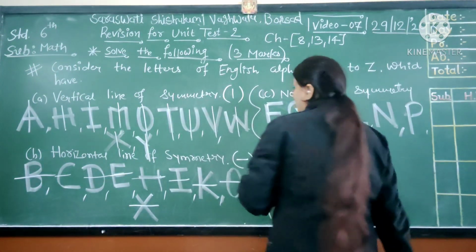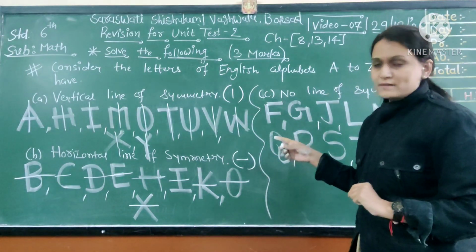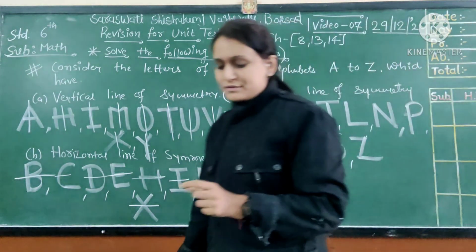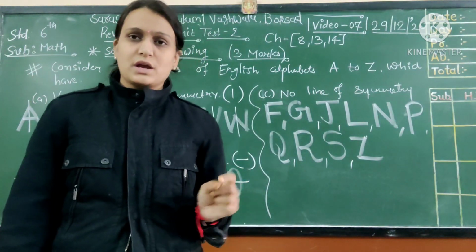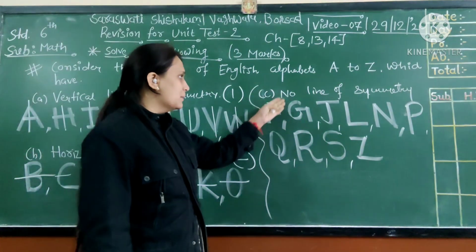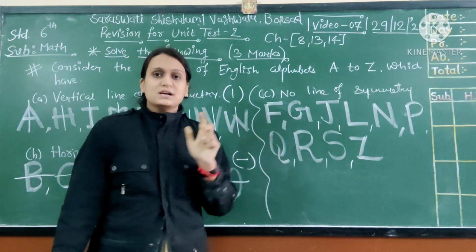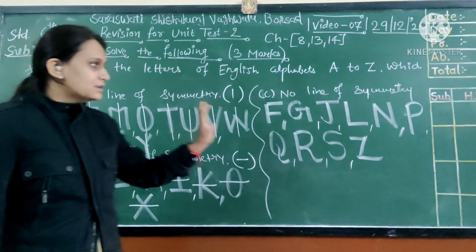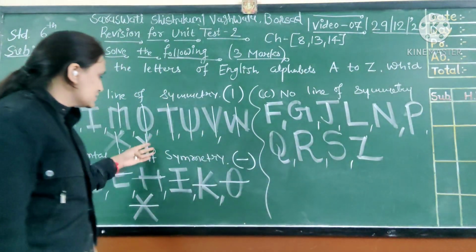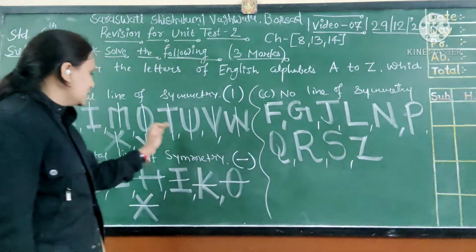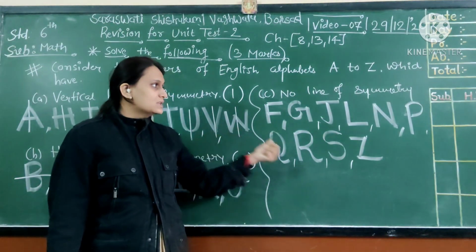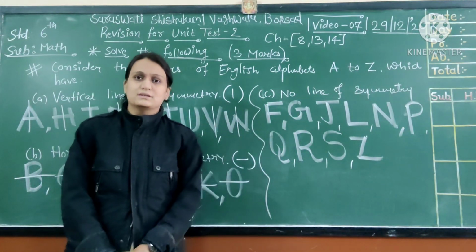So in this way you can differentiate vertical line of symmetry, horizontal line of symmetry, and no line of symmetry. See, you have to start from the sequence. Okay, do not remember the letters which will come in no line and vertical line. Just keep the sequence from A, B, C, D till Z. So you can differentiate which has vertical, which has horizontal, and which has no line of symmetry. Okay, so in this way you can write all the letters.